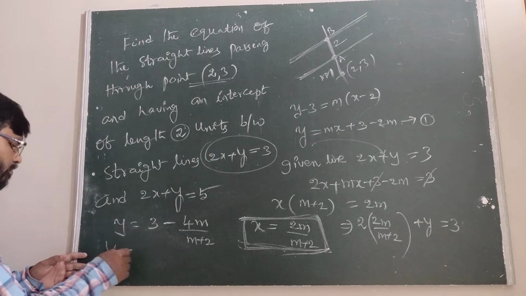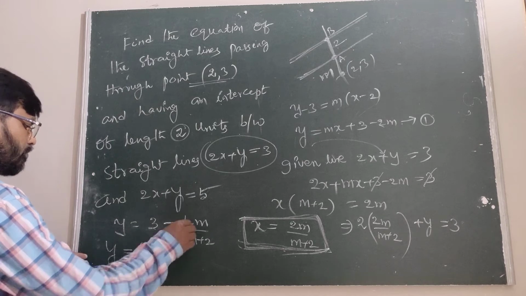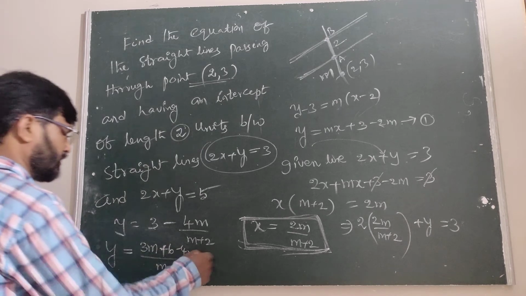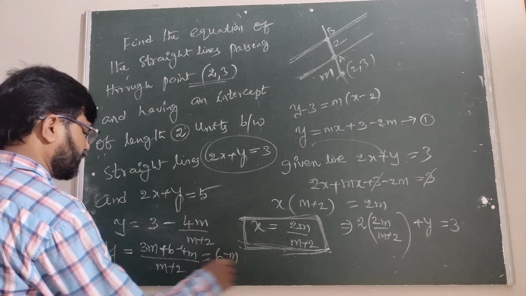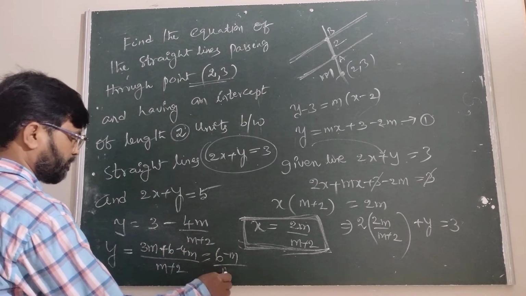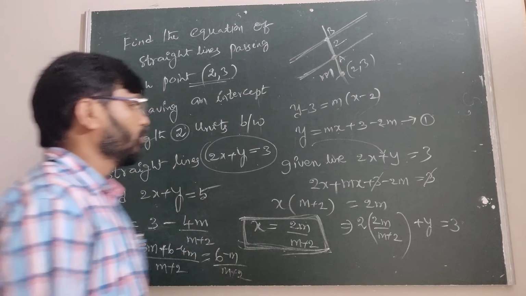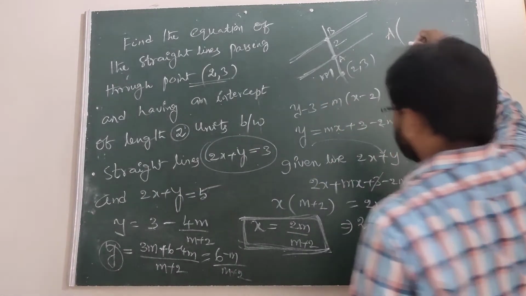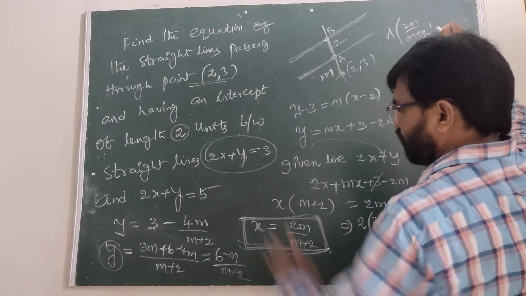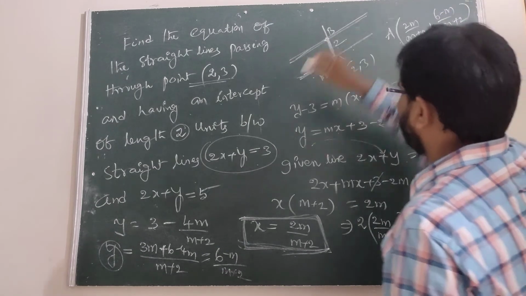Now we can write the y is 3 into m, 3m, 3 twos are 6, minus 4m upon m plus 2. Now we can write this is 6 minus m by m plus 2. Is it clear? This is 3m minus 4m, which is minus m, so 6 minus m by m plus 2. This is the point A. We got the point A: the x coordinate is 2m by m plus 2 and the y coordinate is 6 minus m by m plus 2.